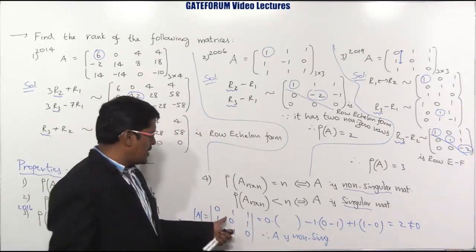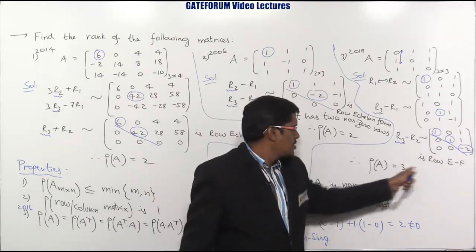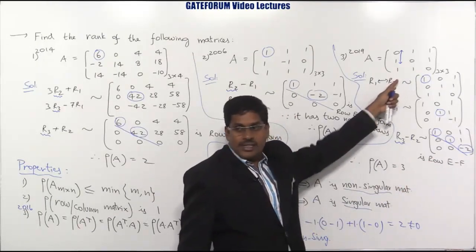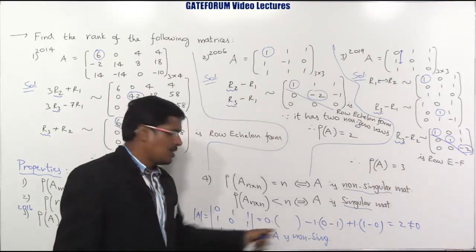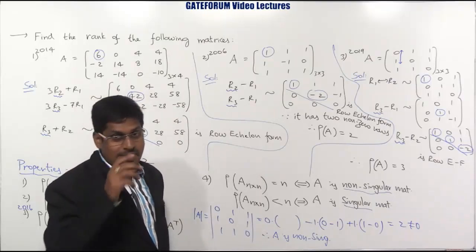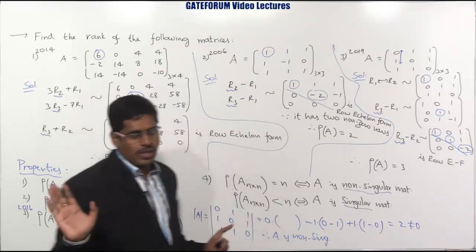So for this matrix, how much rank did we get? 3. What is the order, n cross n? 3. So when it is a non-singular matrix, the rank of that matrix is equal to the order of the matrix. Understood or not?